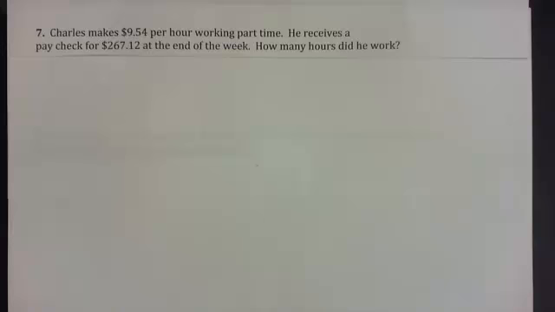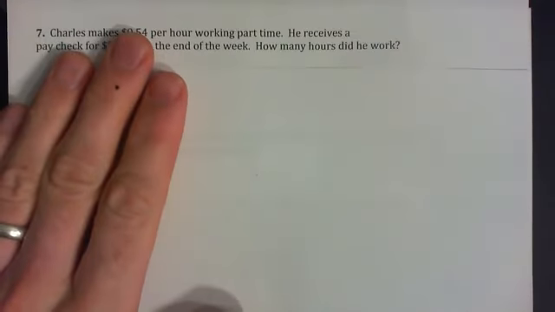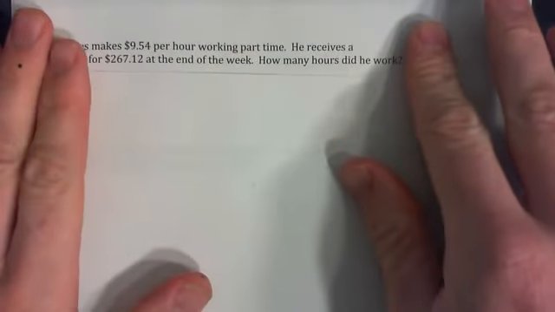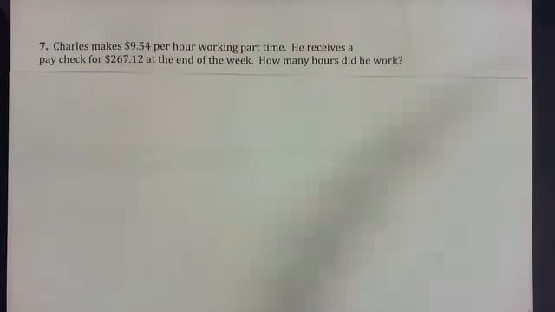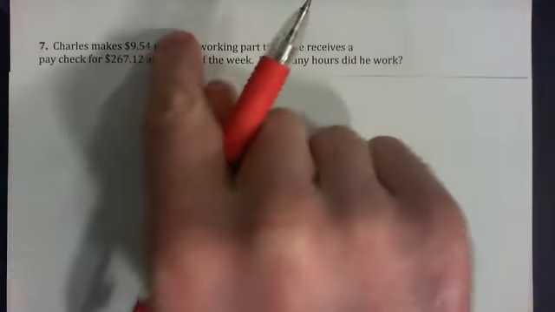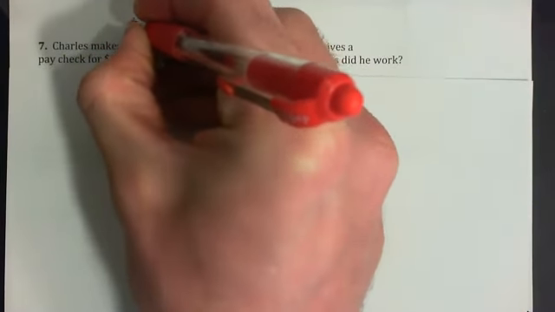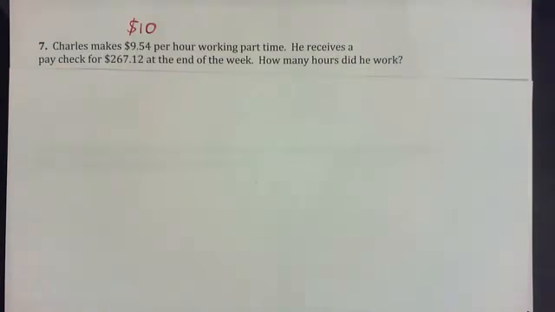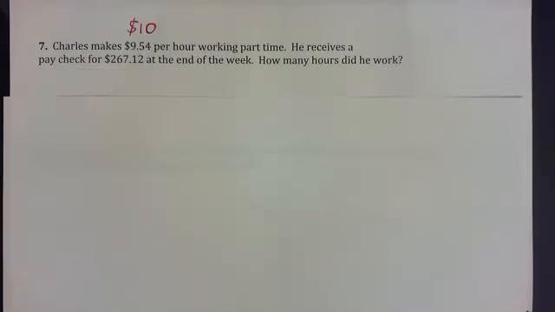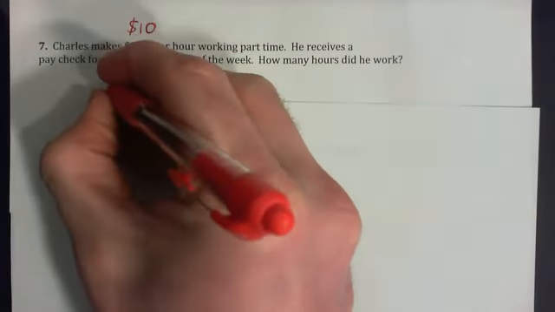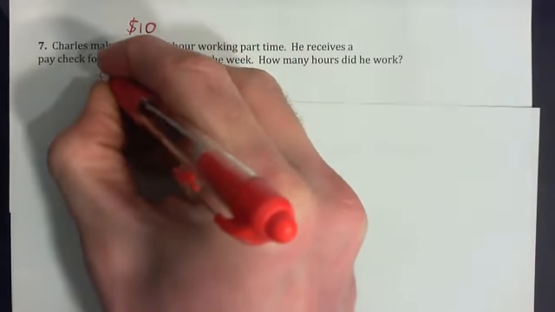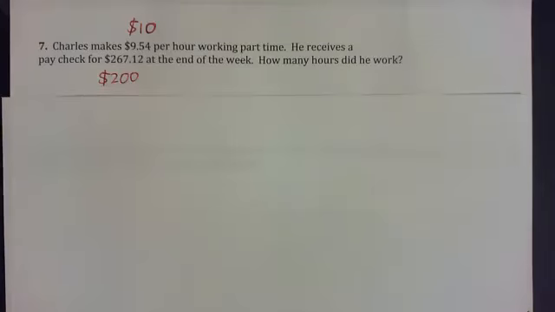Okay, I'll do it with you now. So if you're stuck on this, I want to give you a way of finding the answer to difficult word problems. The way is that you take the confusing numbers and you replace them with easier numbers and then see what the answer would be. So if Charles makes $10 per hour, let's imagine, and he receives a paycheck for $200, how many hours did he work? Tell me.